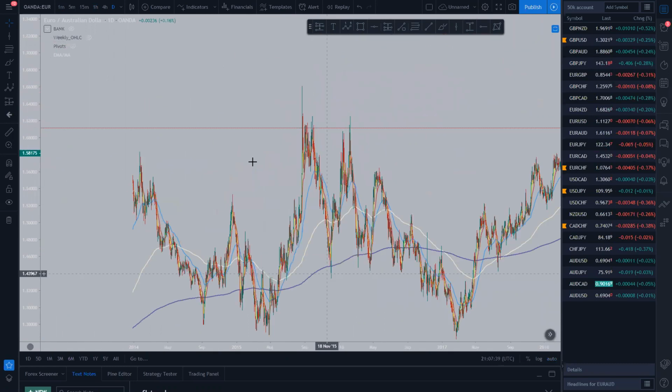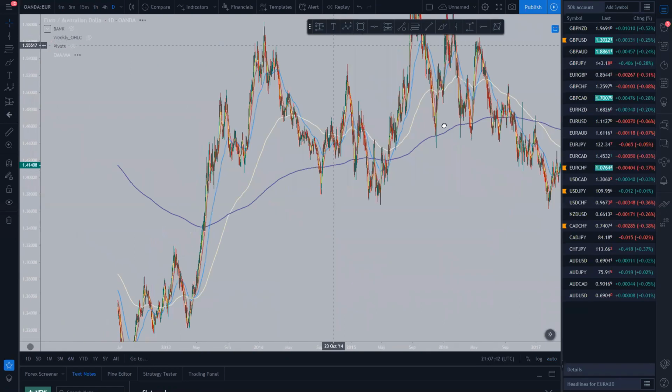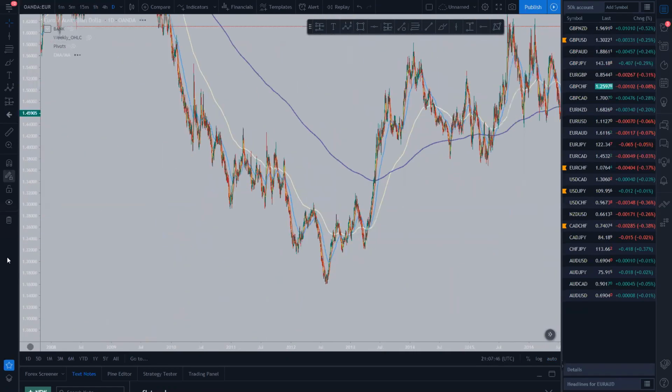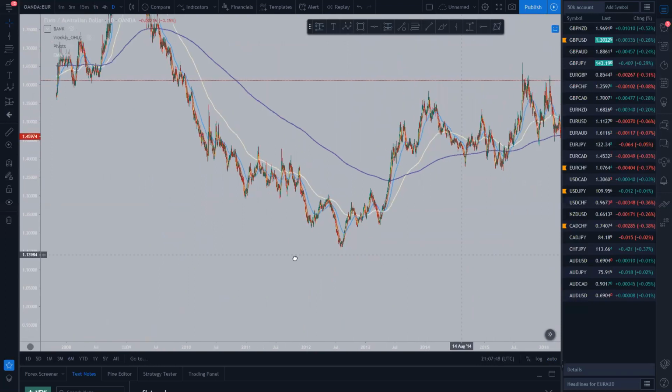Euro Aussie dollar is a great pair to trade. All right, so the first thing I'm going to do is to identify a peak formation low.